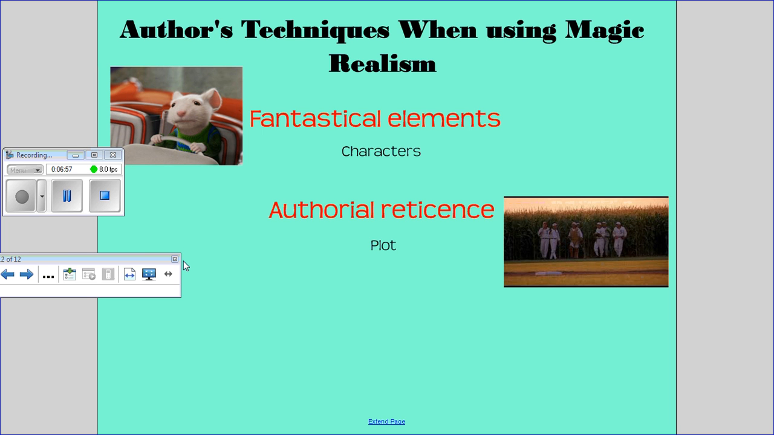Authors' techniques when using magic realism: they take characters and make them magical. For example, in Stuart Little, the mouse lives within a very realistic setting, a family. However, the mouse can do a lot of different things. Other times, the plot may shift and something magical may happen, just like in our story, Box House in the Snow.